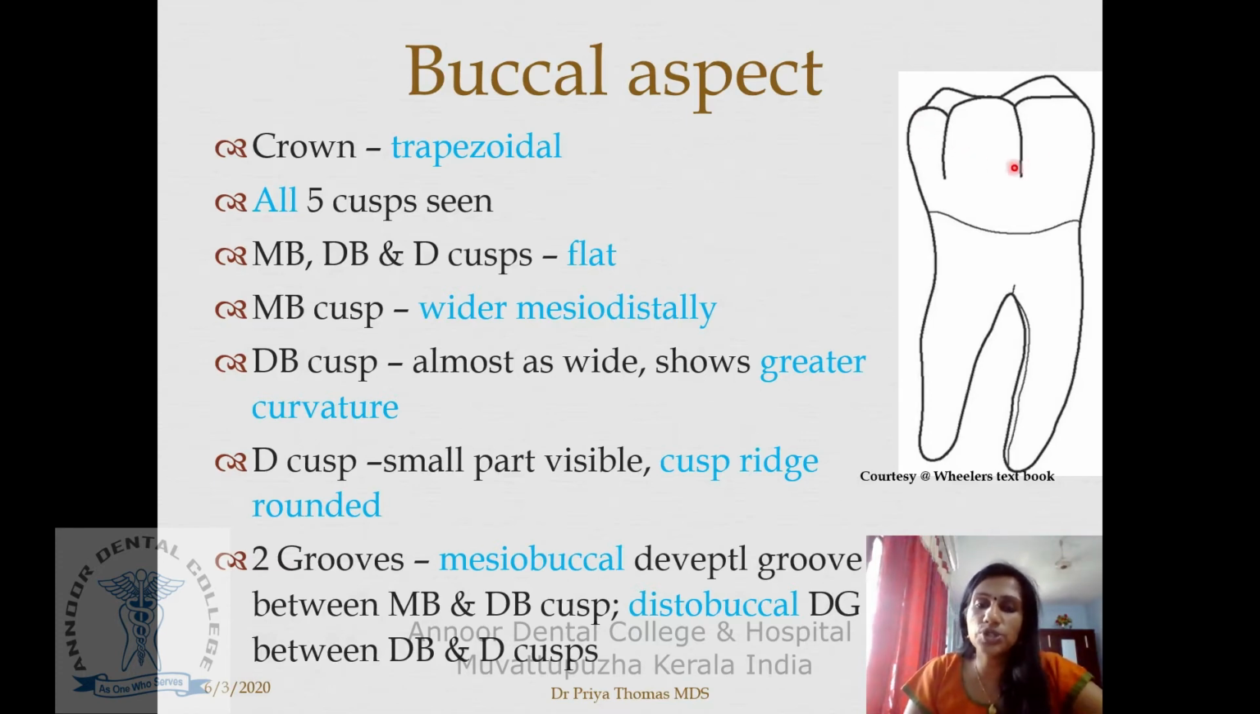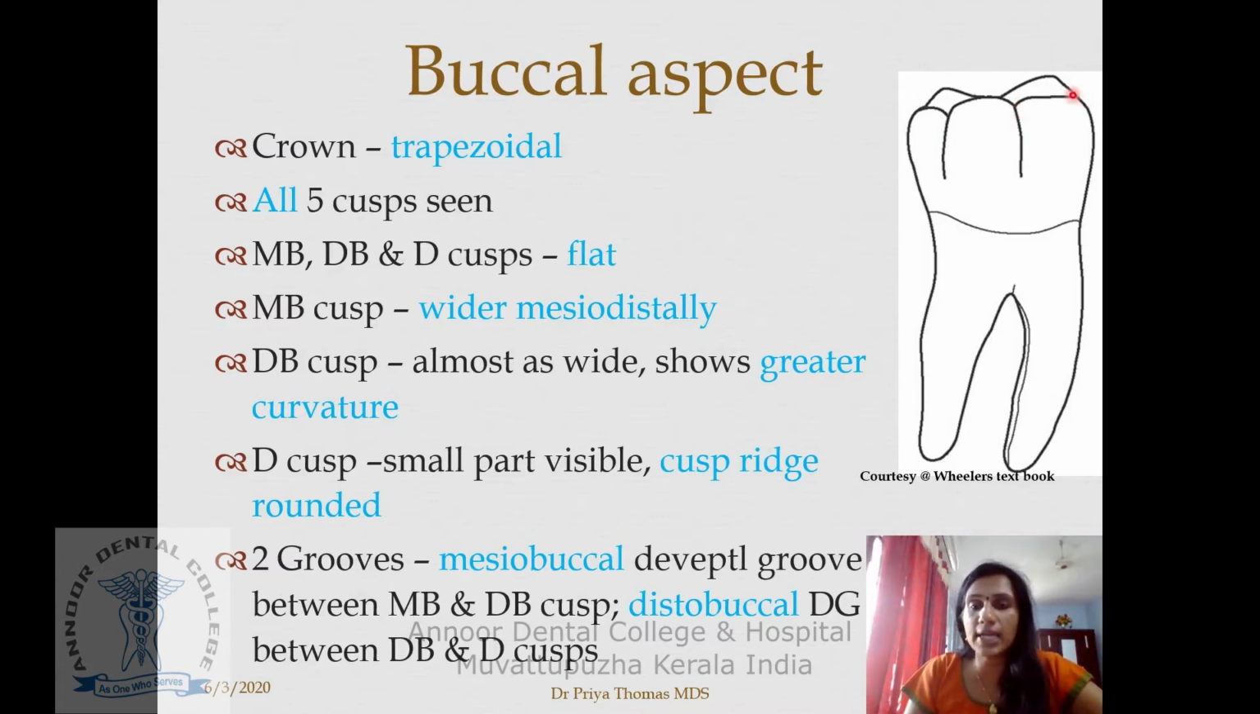Now we'll go individually into each cusp. The major cusps that you see on the buccal aspect are your mesiobuccal, your distobuccal and your distal cusp. Among these 3 cusps, the largest or widest cusp is your mesiobuccal cusp, which is wider mesiodistally. So the width of the cusp is measured mesiodistally.